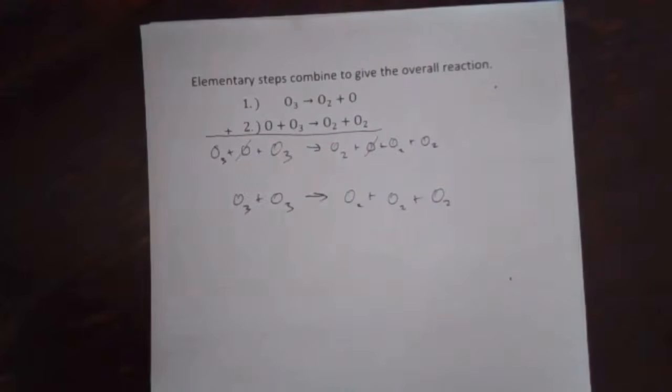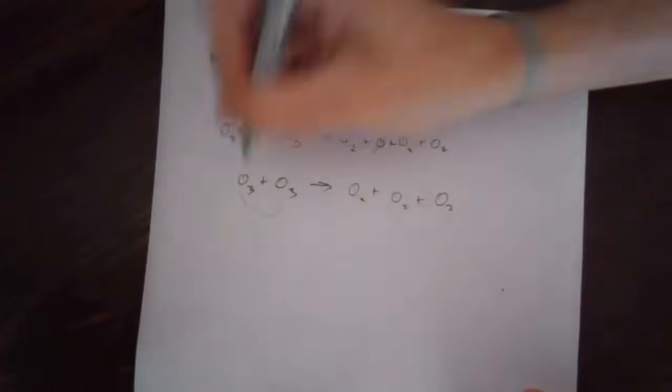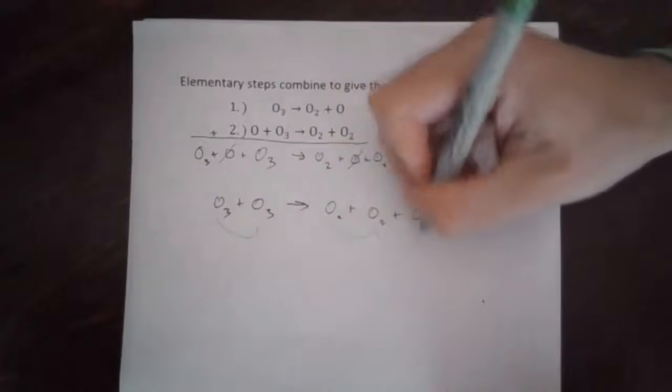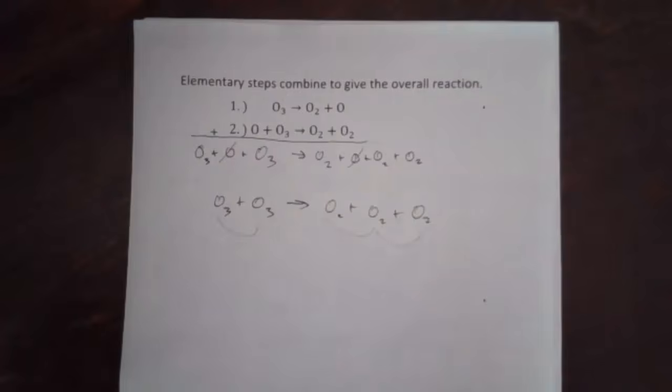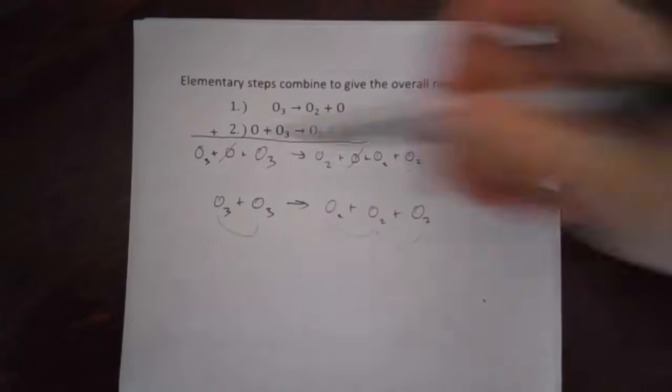So we don't have anything that's showing up on both sides of the equation, but what we do have is some redundant things. We have O3 and O3, O2, O2, O2. So with elementary steps, we normally write out multiples of a given molecule, but we don't want to do that when we're talking about overall reactions. We want to combine them together.